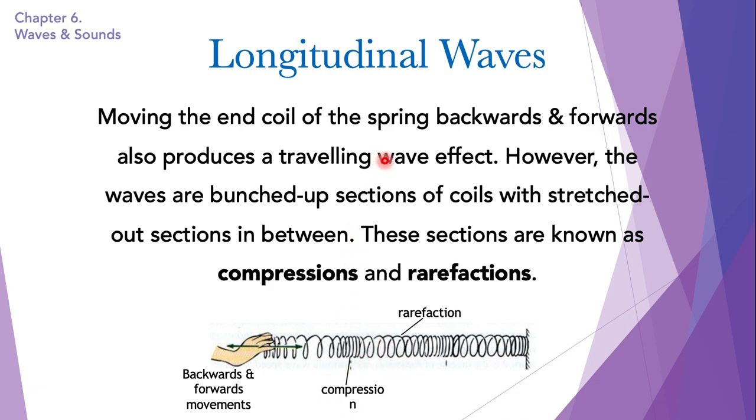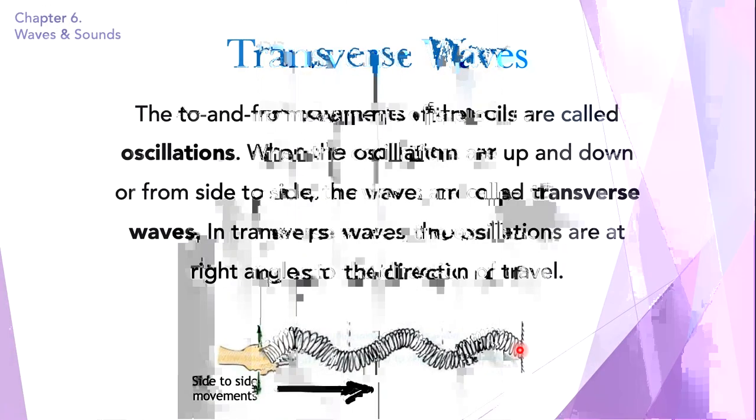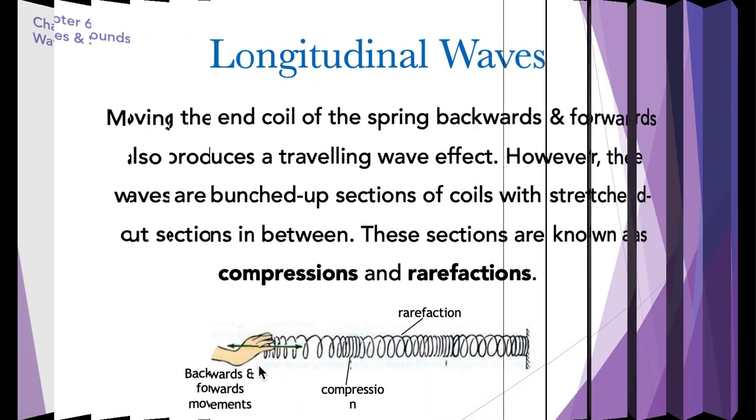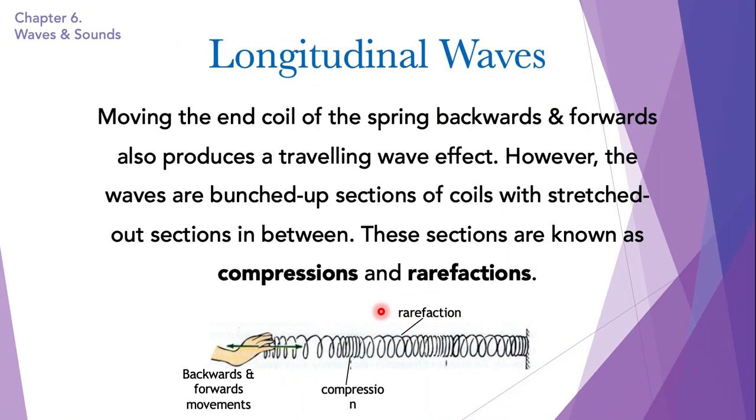Basically, when we push the spring and pull it in the direction of travel of the wave, then we get a longitudinal wave. So you can see that these longitudinal waves are different from transverse waves. Transverse waves have side-to-side movements, like a wave movement. But in longitudinal waves, we have compressions and rarefactions.